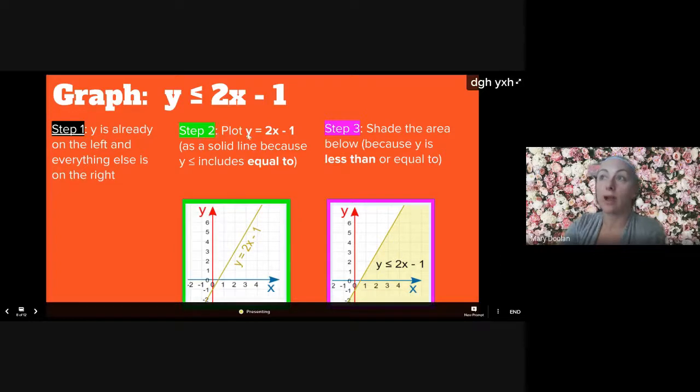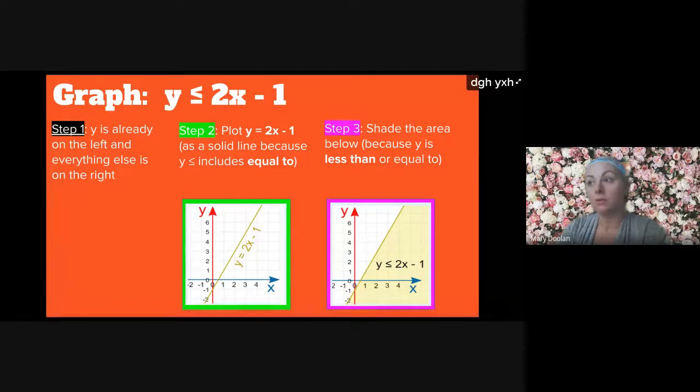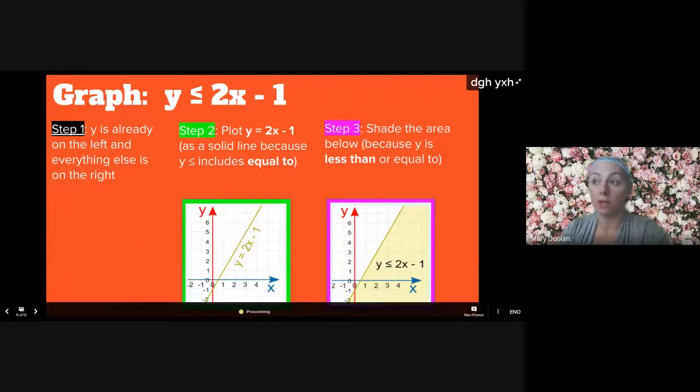Step 2, we're going to graph the line as if it was an equal sign. So y equals 2x minus 1. We start at -1. You always start with your y-intercept, and then you use your slope to plot more points and graph. The slope is positive 2, which you can also think of as 2 over 1. So from your starting point, if I go up 2 units and then go to the right 1 unit, I come back to the line. Up 2 over 1, up 2 over 1. So that's our line there.